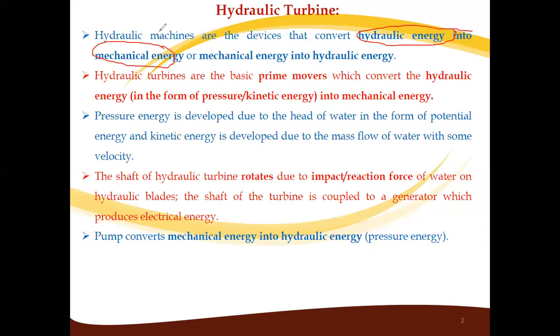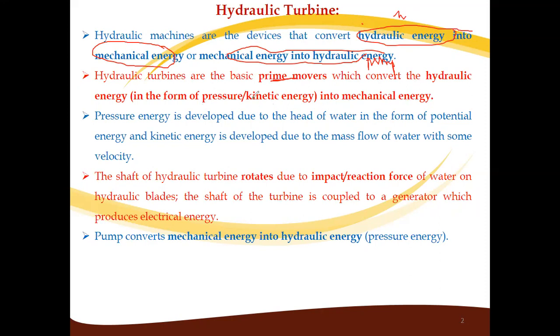So this is the hydraulic machine, that is the turbine, and the pump where we convert mechanical energy into hydraulic energy. So this is the pump. Pump is also called as a hydraulic machine, and turbine is also a hydraulic machine. The only difference is that in turbine we convert hydraulic energy into mechanical energy. In pump we convert mechanical energy into hydraulic energy. So hydraulic turbines are the basic prime movers which convert hydraulic energy into mechanical energy.